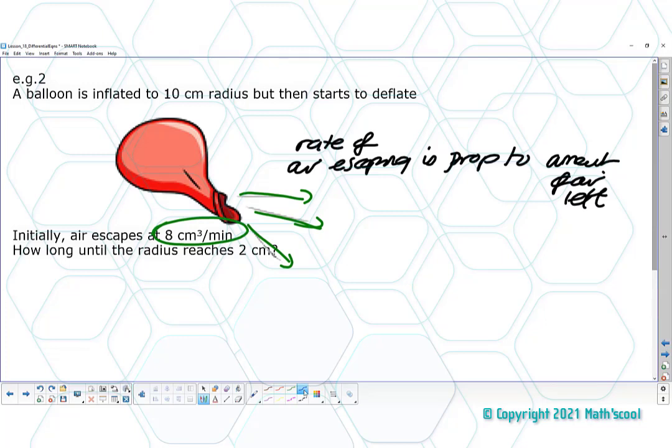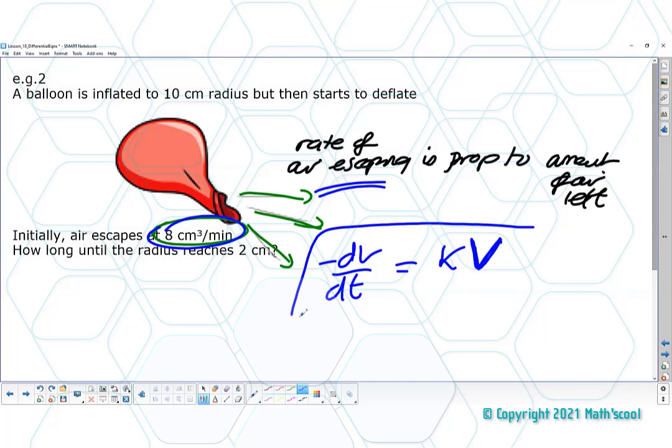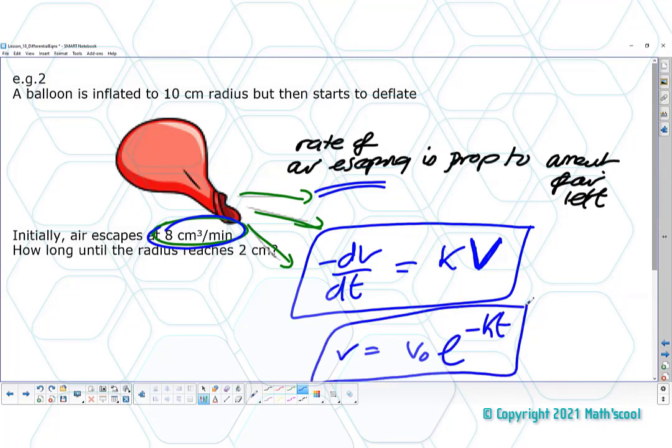So rate of air escaping, minus dV by dt. Why is it dV by dt? Can't you see the units are centimeters cubed per minute? It's volume divided by time. Is proportional to the volume, so minus dV by dt equals k times the volume. Okay, so that's one way of writing the equation. If that's our equation, then that's just an exponential decay equation. We can work this out in a second. So we can just say straight away, V equals V naught e to the minus kt. Okay, so that's one way.